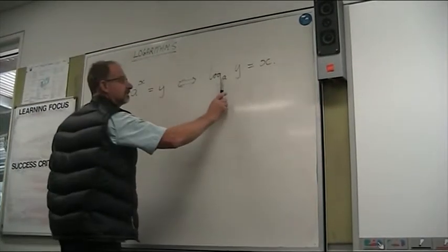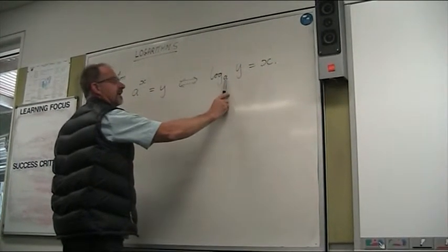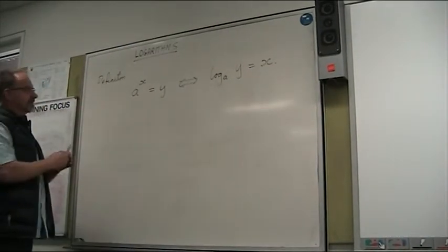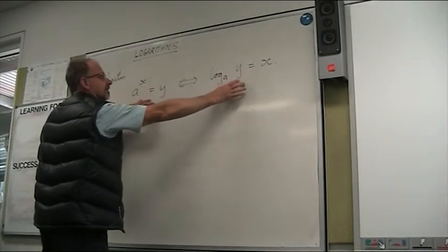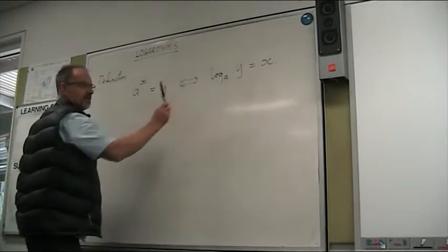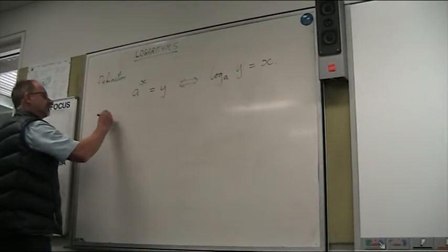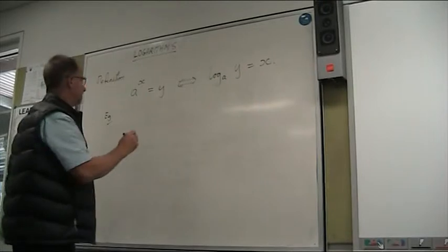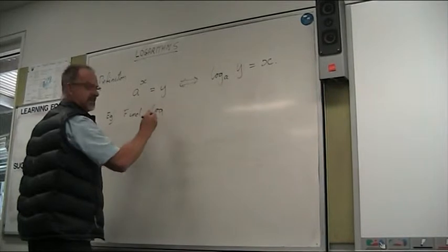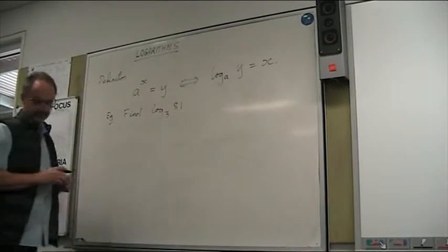Alright, so x is, if you like, the index that you raise a to the power of to get that number there. So those two things are directly related to each other. The base number here is the base of your logarithm. For example, you can use that to find log to the base 3 of 81.